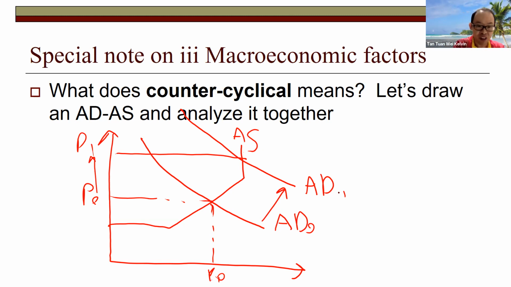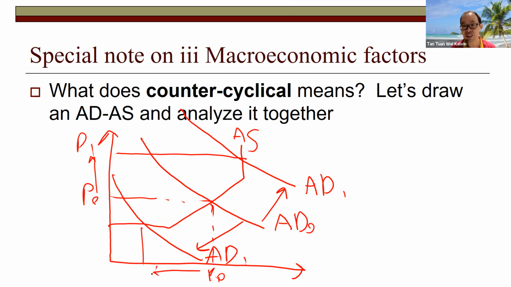And conversely, suppose times are bad, AD shifts to the left. Let's say I suddenly falls, X suddenly falls, C suddenly falls, right? Can you see that it tends to lead to a sharp fall in the real national income? So what the government will do is that they don't want the AD curve to fall so sharply. So they purposely try to shift the AD to the right by increasing G. So they go against the business cycle.